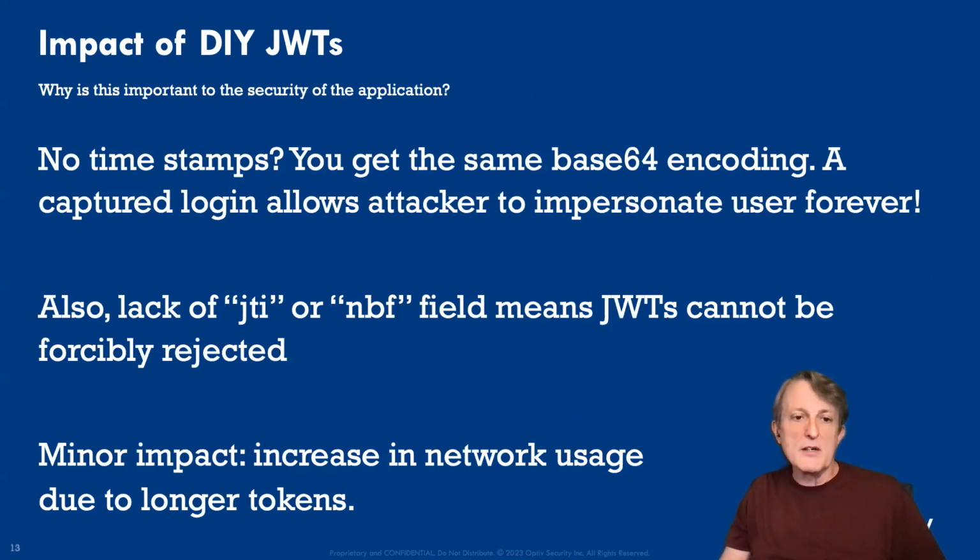So what was the impact here? Well, there were no timestamps, which means that every single time you encoded that JWT, assuming the user's rights didn't change, you were going to get the same base 64 encoding. So you could impersonate that user forever. There are also two other fields that I didn't discuss called JTI and NBF. And if you had added those to the JWT, even without an expiration time, you could at least forcibly reject some in certain cases. They're useful for cases where you need to be able to reject a JWT. And then the minor impact of network usage due to longer tokens.